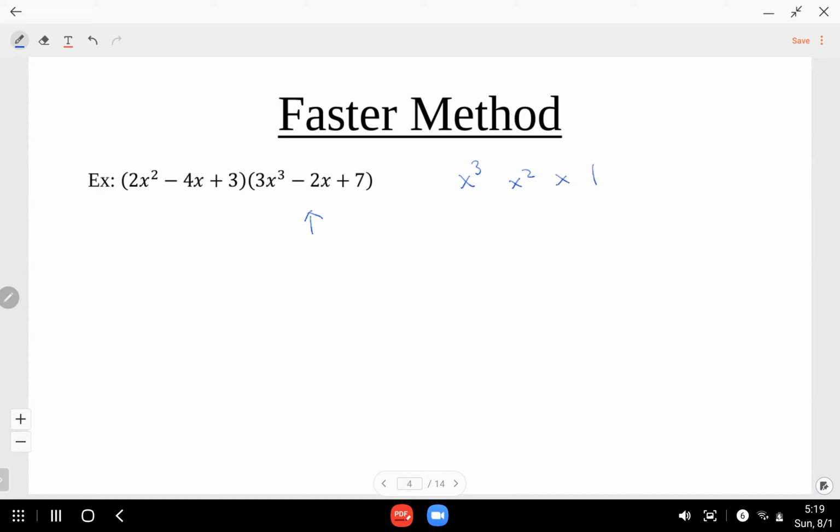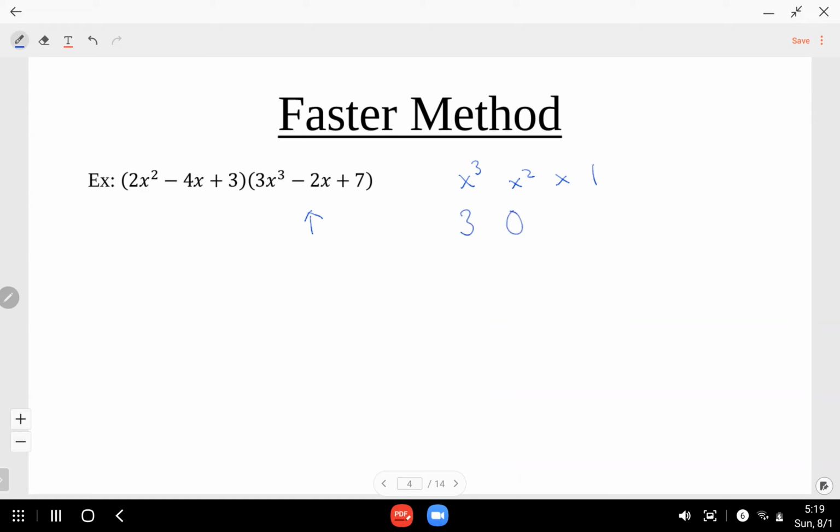Okay, so basically these are columns. So let's look at this set of parentheses first. Okay, so how many terms are x to the third? There's 3 terms. How many terms are x to the second?